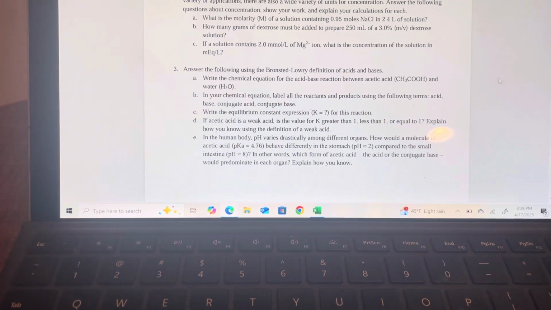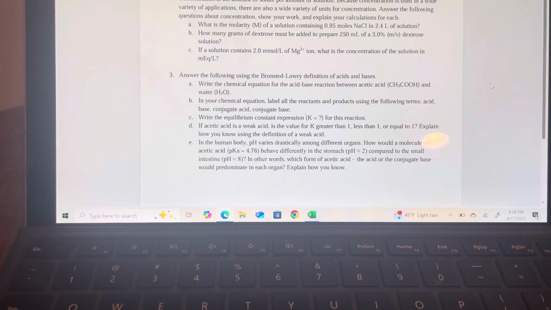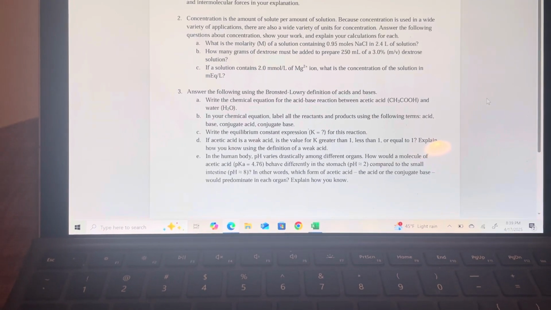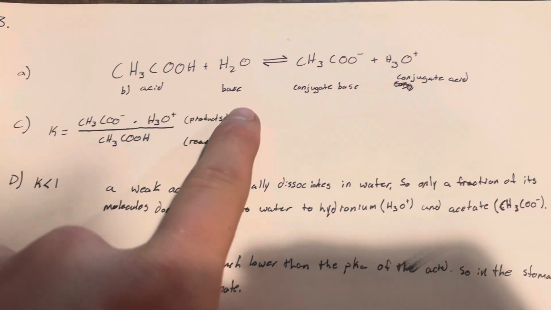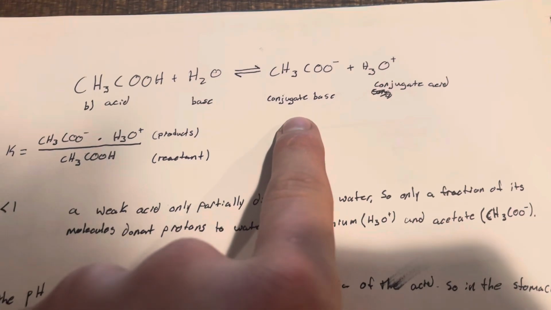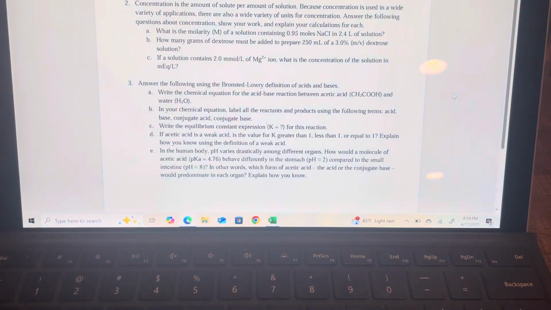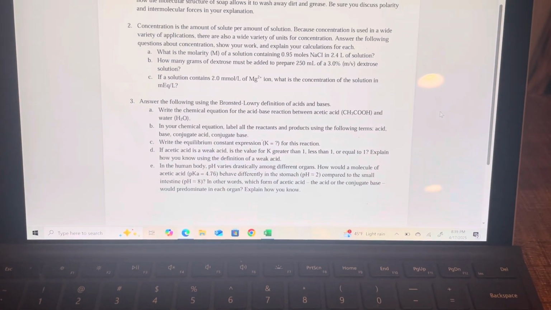In your chemical equation, label all the reactants and products using the following items: acid, base, conjugate acid, conjugate base. So my reactants, I've got my acid and my base, and my products, I've got my conjugate base and my conjugate acid.